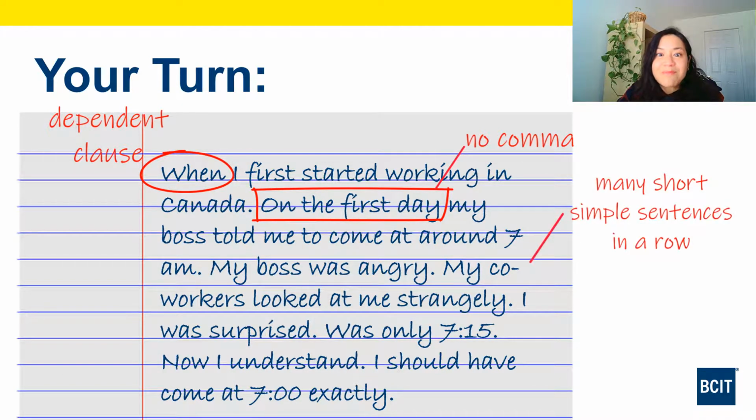Then the student uses many short simple sentences in a row. In fact, they are all simple sentences. It would be better to change the sentences and group some together. Finally, the student has forgotten a subject here. I see only a verb. Were you able to find all the errors?